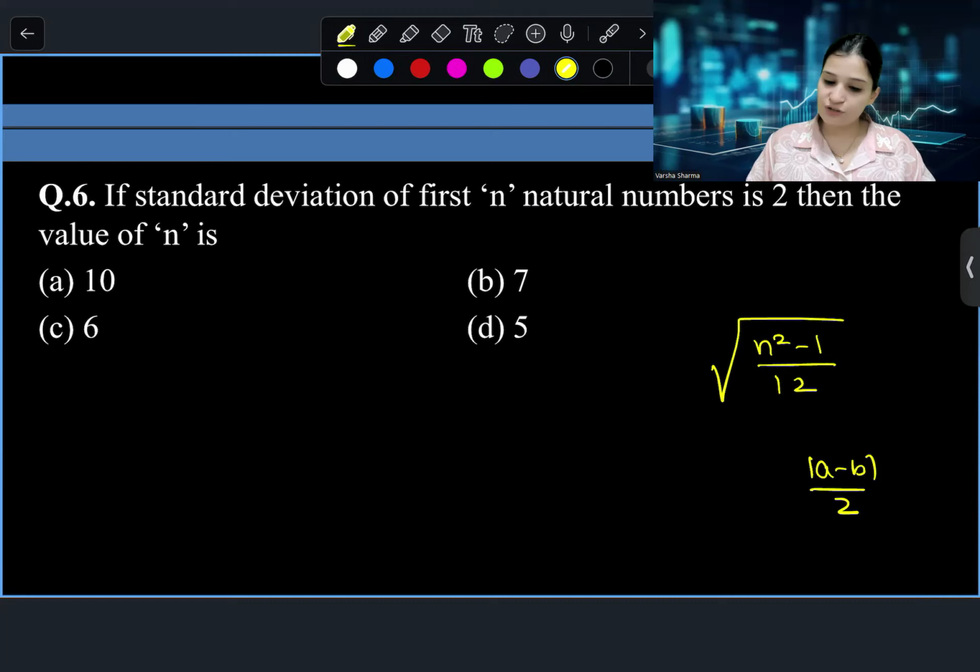So here the standard deviation of the first n natural numbers is 2. Do trial and error and tell me the answer. It would be 7. 49 minus 1 is 48, 48 by 12 is 4. Root over 4 is 2.